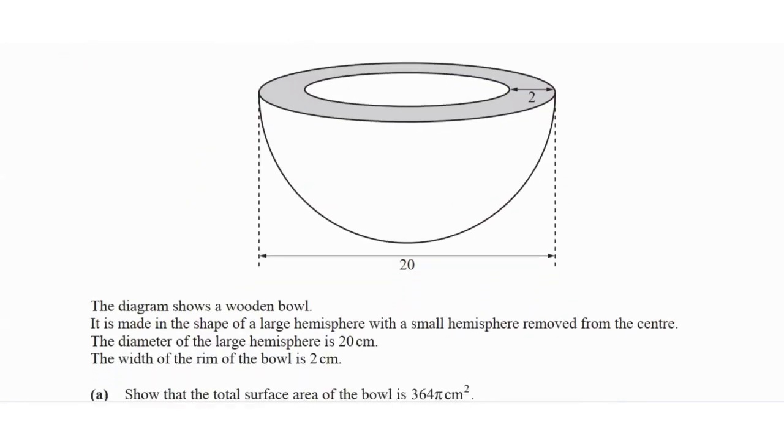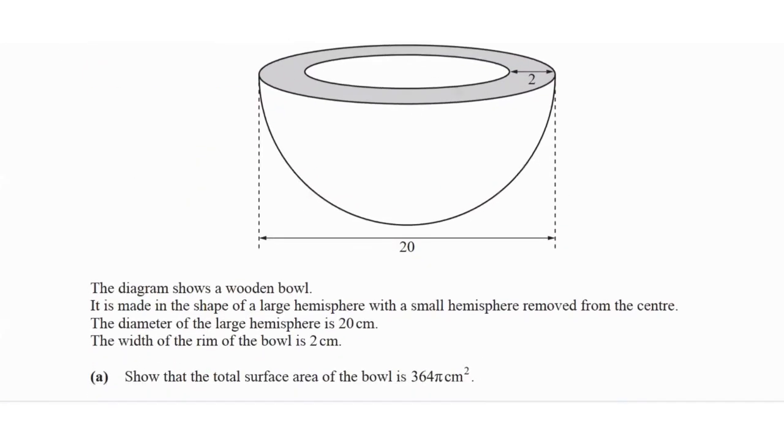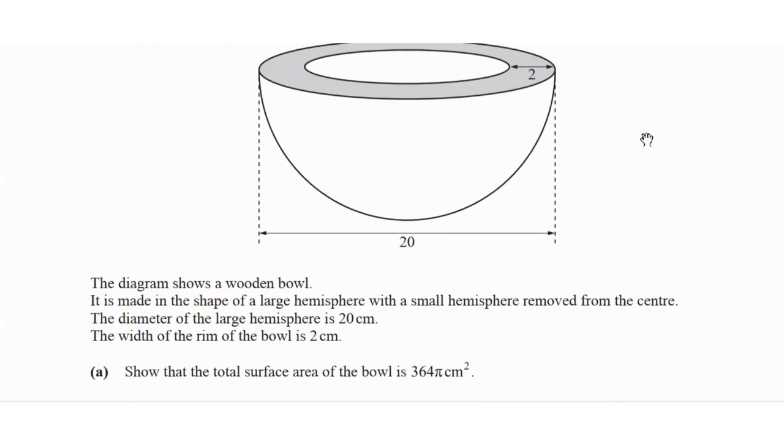Question 9 says the diagram shows a wooden bowl. It is made in the shape of a large hemisphere with a small hemisphere removed from the center. The diameter of the large hemisphere is 20 centimeters. The width of the rim of the bowl is 2 centimeters. Show that the total surface area of the bowl is 364 pi centimeter square. The surface area of a sphere is basically 4 pi r squared. So for a hemisphere, it's going to be divided by 2. So that's 2 pi r squared.